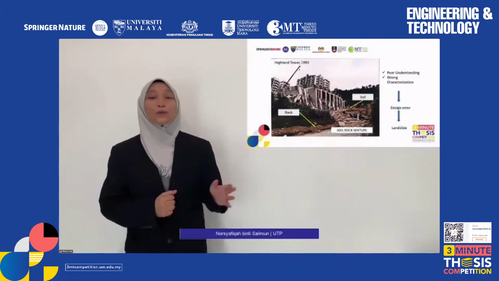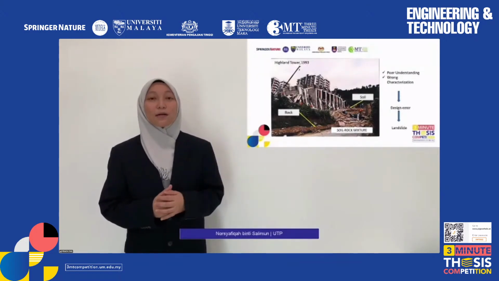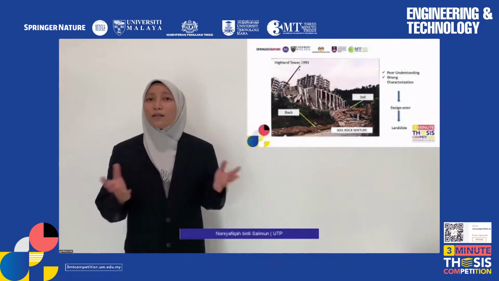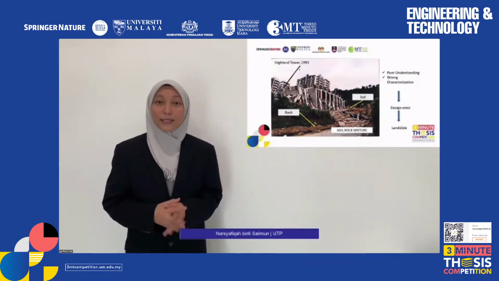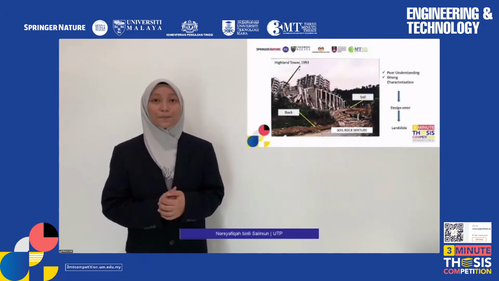In 2007, Gue and Tan reported that 60% of this landslide occurred due to design error and 20% occurred due to design and construction error. Now, you might wonder where all this error comes from. Well, this error occurs when we poorly understand and wrongly characterize the earth material we are dealing with, which is made up of soil and rock.